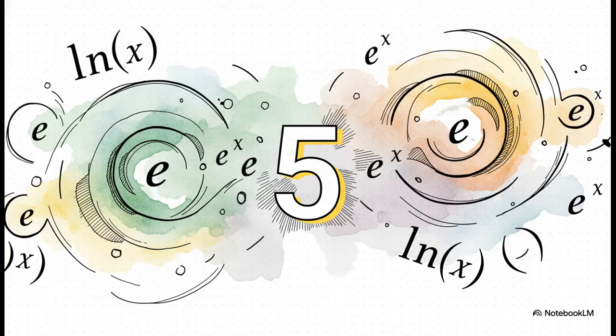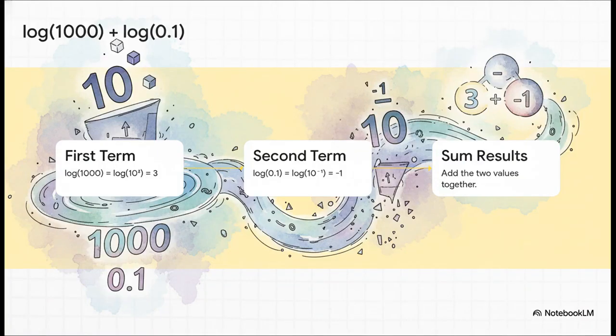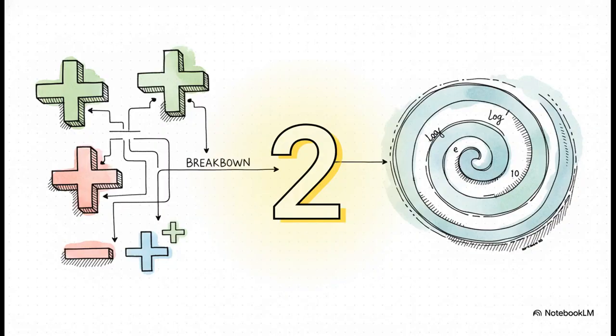Pretty neat, huh? Okay, next up, log of 1,000 plus log of 0.1. Don't let it intimidate you. We just handle each piece one at a time. First, log of 1,000. That's base 10, so 10 to what power is 1,000? That's 3. Then, log of 0.1. 10 to what power is 0.1, or 1/10? That's -1. Now, all we have to do is add our two results together. And 3 plus -1 gives us our final answer, 2. See? When you break it down, it's totally manageable.